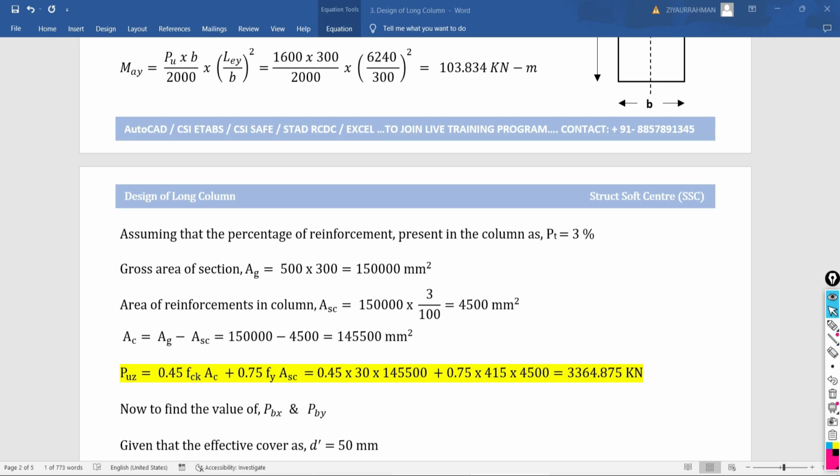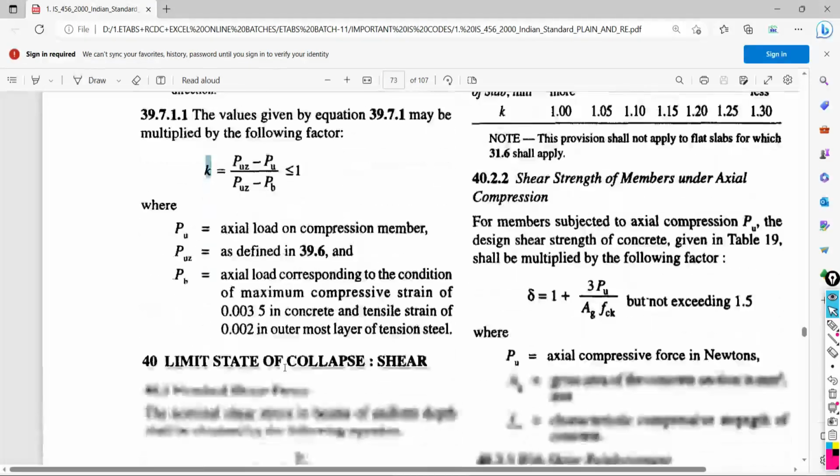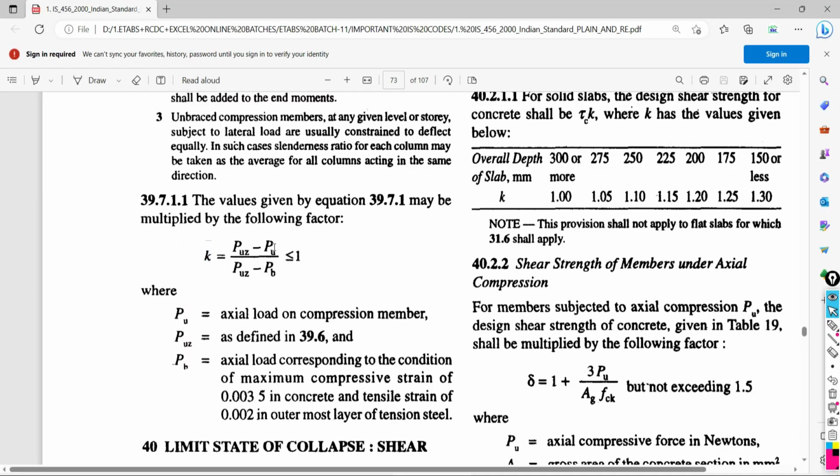Second, we also know the value of Pu. The axial load coming to your particular column is 1600 kilonewton, divided by Puz. Now the unknown thing is Pb. What does Pb mean and how can you calculate Pb, that we have to see. This Pb for both of the axes will be different. PbX we have to calculate, PbY we have to calculate.